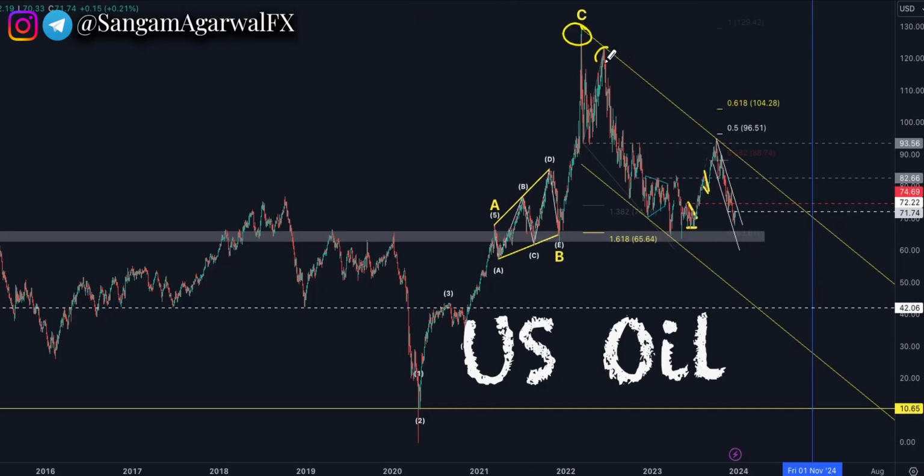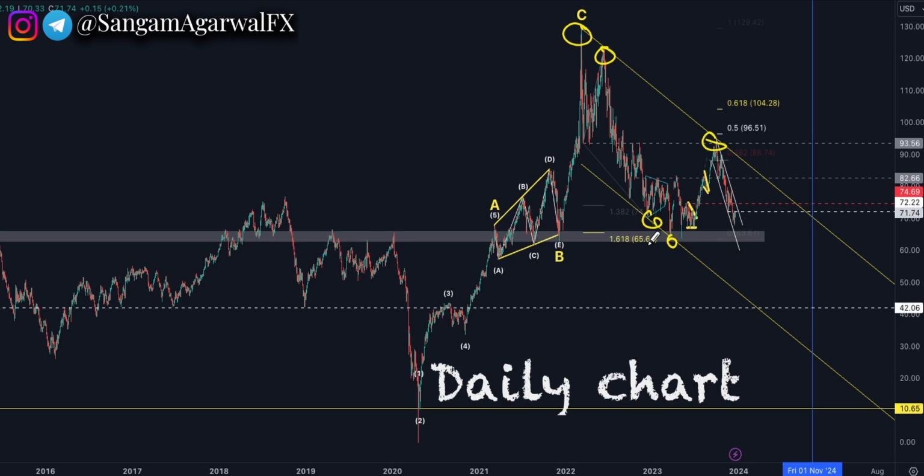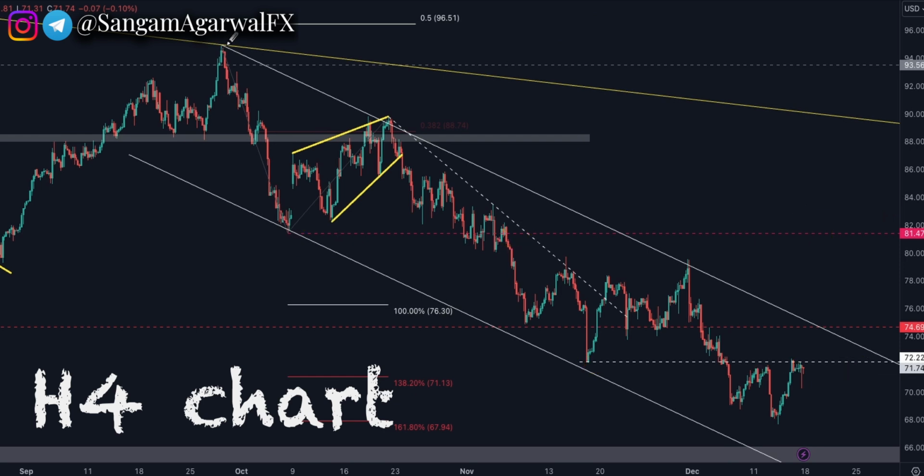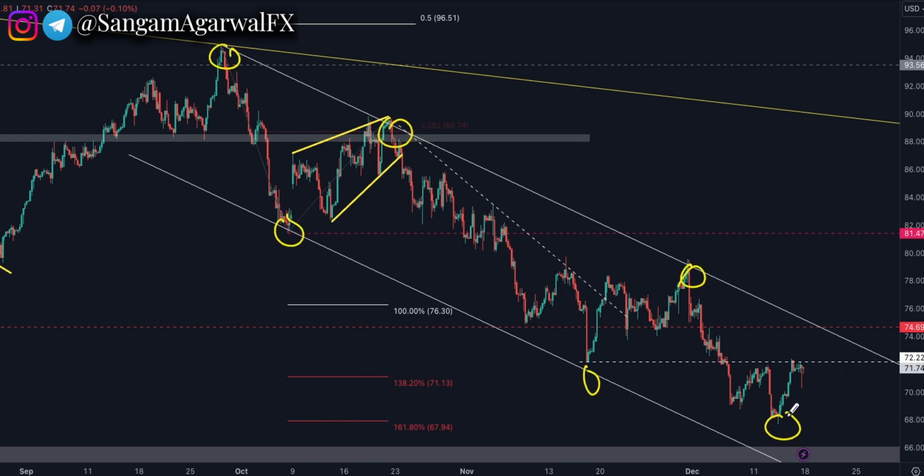And watch carefully, this can be your parallel channel. Upper and lower trend line has been tested many times, and you can see it is making one more parallel channel. First you have on daily time frame, second you have on H4 time frame.